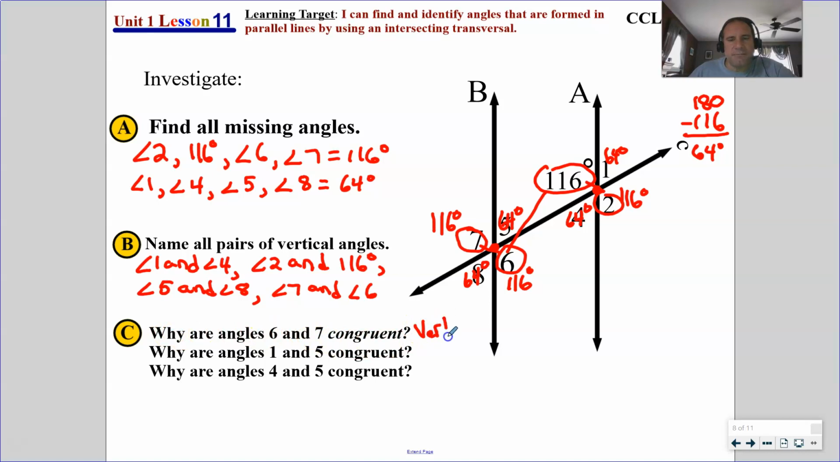Why are angles 6 and 7 congruent? You should have had vertical. They are vertical angles. 1 and 5: 1 is over here and 5 is over here. They make a C and they are in the same location, the top and the bottom, so they are corresponding. And why are angles 4 and 5 congruent? 4 and 5 are alternate interior angles.